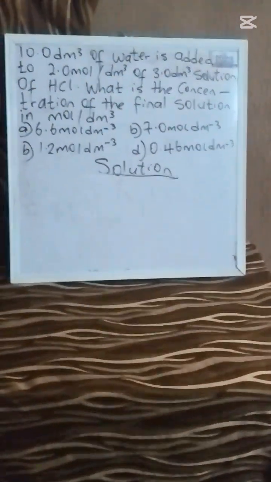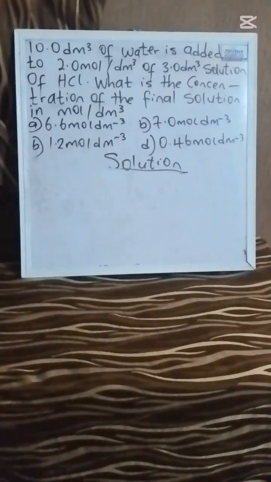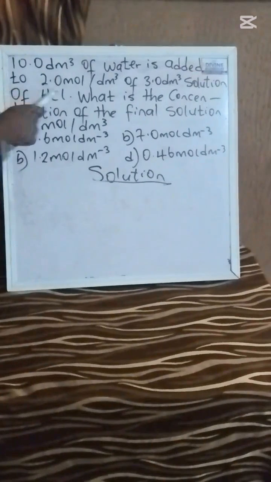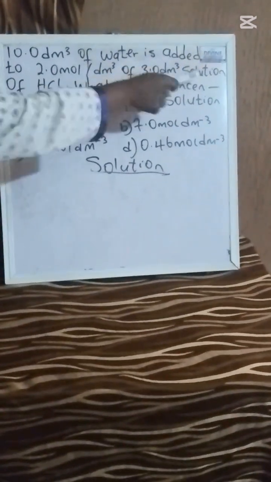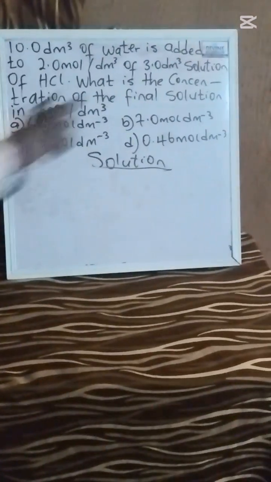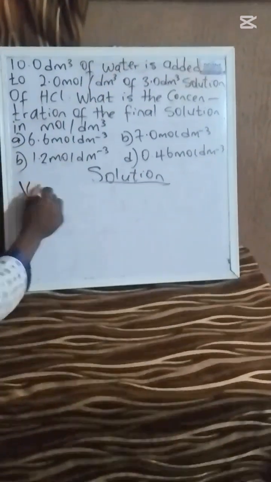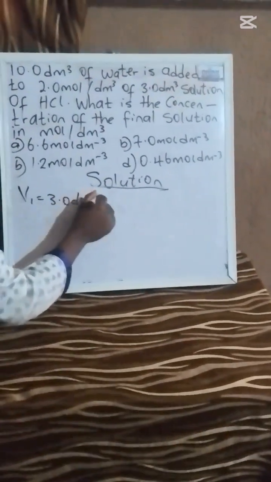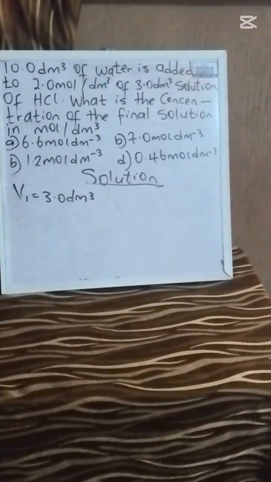How can you agree with me that this will be V1? Now listen to the question. It says 10 dm cube of water is added to 2.0 mole per dm cube of 3 dm cube solution. So our V1 will be 3 dm cube, brotherly. Why? Because 10 dm cube was added to it.